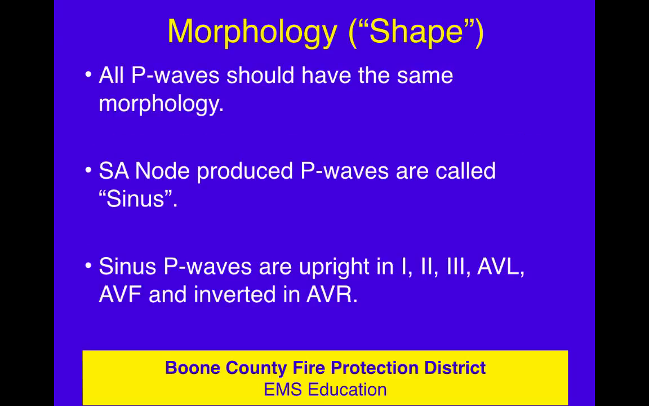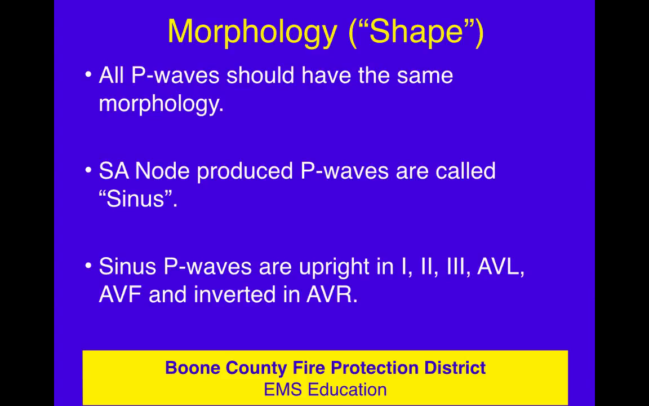What are we looking for? Well, we're looking for shape. And the EKG word for shape is morphology. So we want all the P waves to have the same morphology. We're not really as concerned with what that shape is. It just needs to be the same shape. And so the theory is that a different shape would indicate that a different focus is firing from a different place. If the sinus node produces the P wave, we call it a sinus P wave. So the SA node produces sinus P waves.